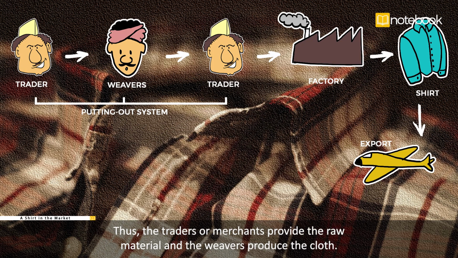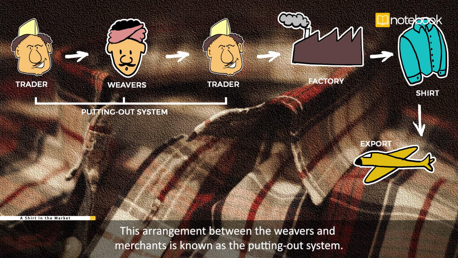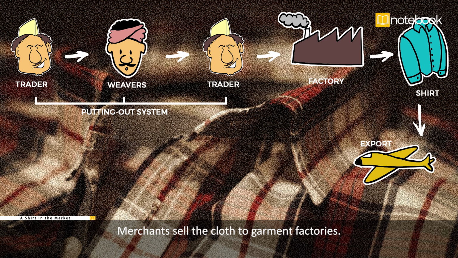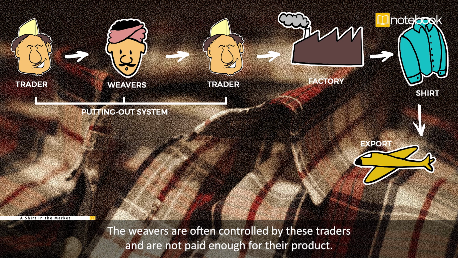Thus, the traders or merchants provide the raw material and the weavers produce the cloth. This arrangement between the weavers and merchants is known as the putting out system. Merchants sell the cloth to garment factories. While the merchants make a large profit from this sale, the same cannot be said for the weavers. The weavers are often controlled by these traders and are not paid enough for their product.